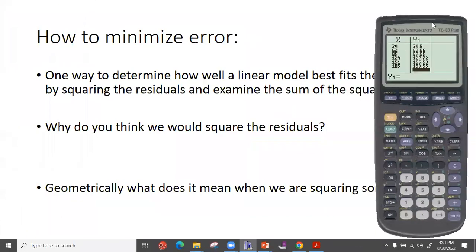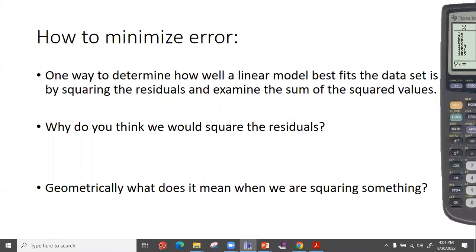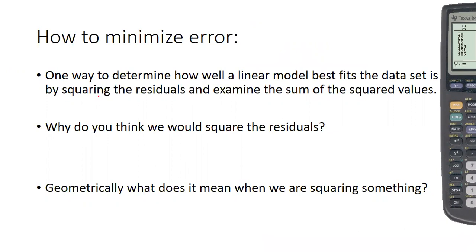So what we're talking about here is one way to determine how well a linear model best fits the data set is by squaring the residuals. So the first blank that you're filling in is squaring the residuals. And examine the sum of the squared values. So you're going to square the residuals, and then we're going to calculate the sum of the residuals. Why do you think we would square the residuals?